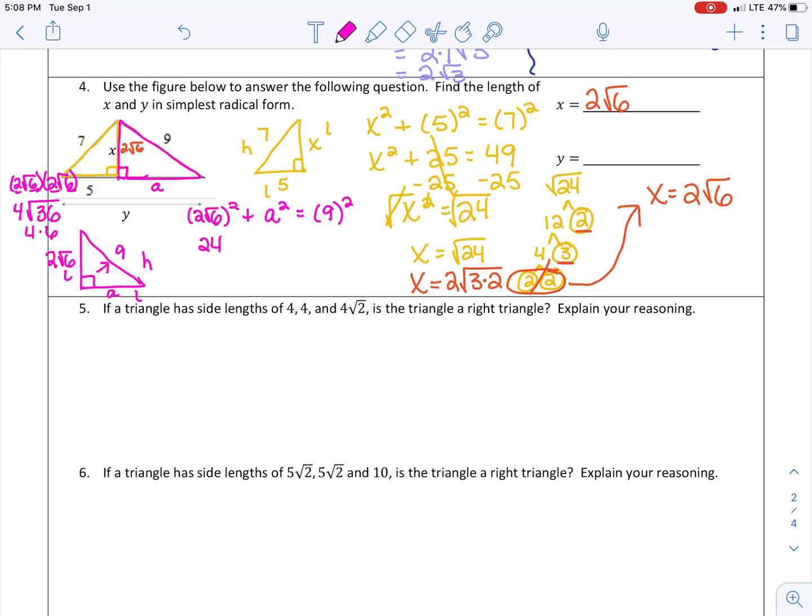So I end up with 24 plus a squared equals 9 times 9 is 81.